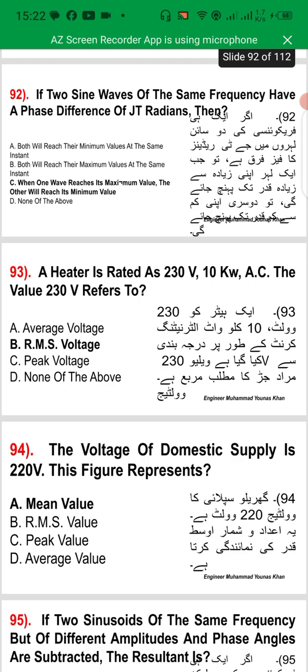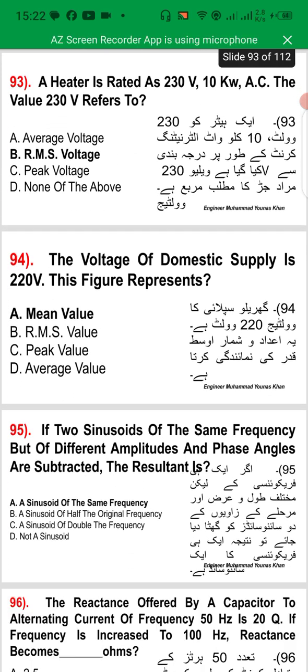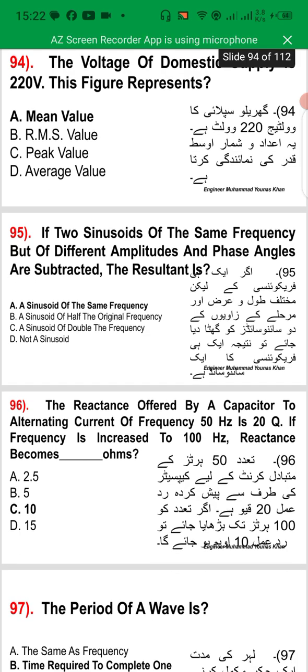If two sine waves of the same frequency have a phase difference of pi radians, then when one wave reaches its maximum value, the other will reach its minimum value. A heater is rated as 230 volt, 10 kilowatt AC. The value 230 volt refers to the RMS voltage. The voltage of domestic supply is 230 volt. The figure represents the RMS value.